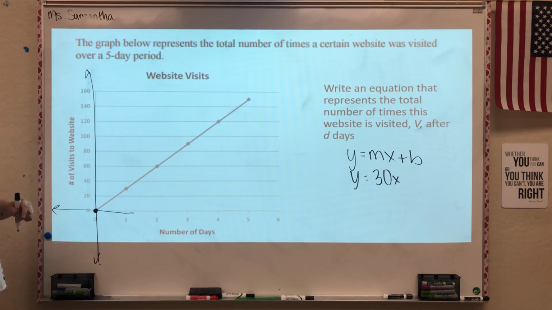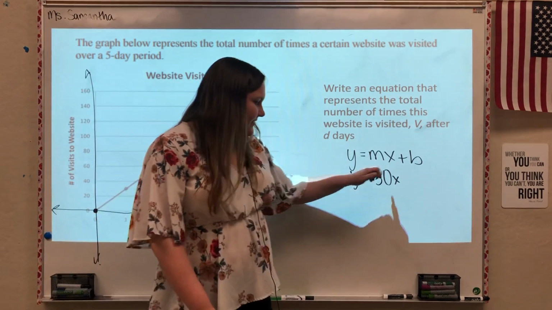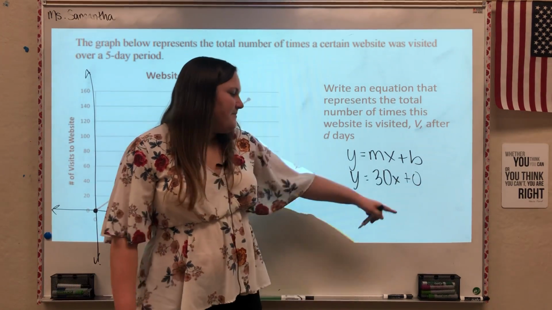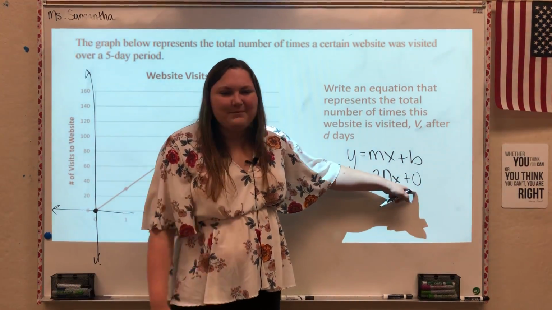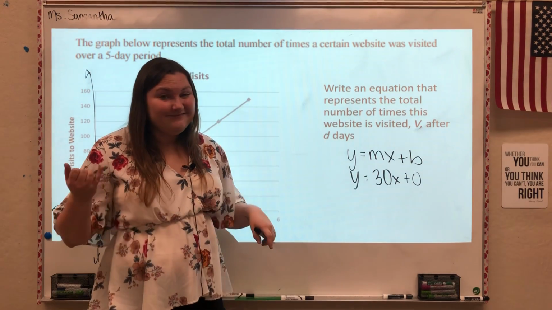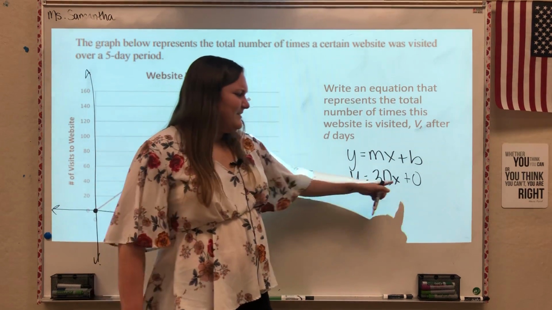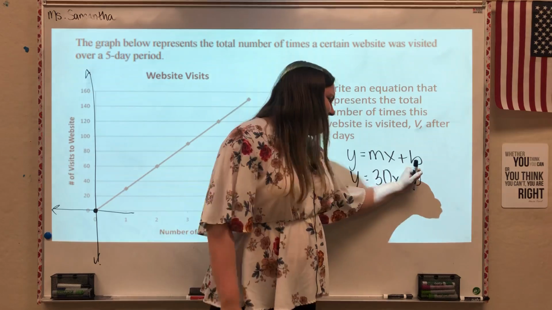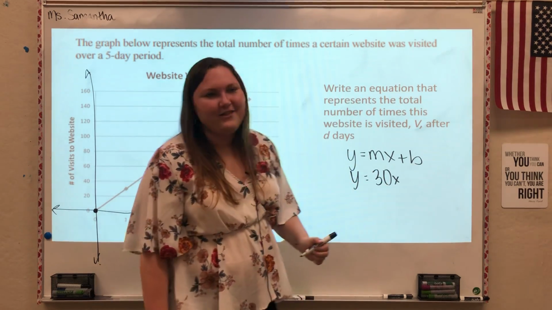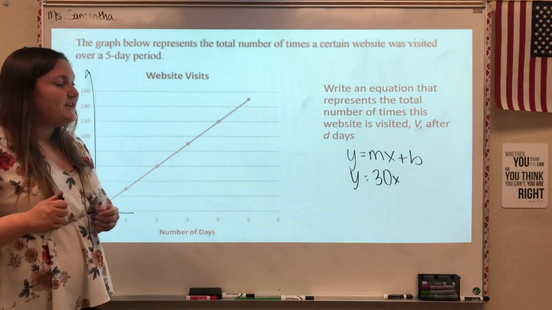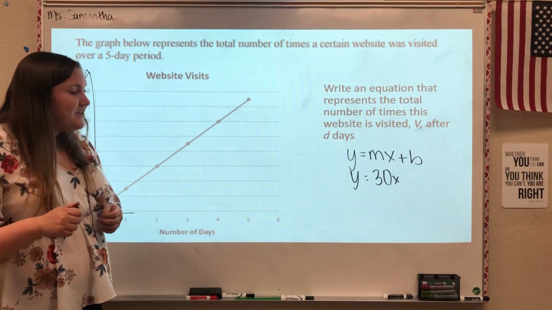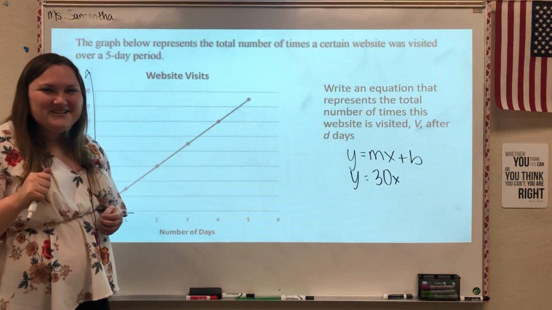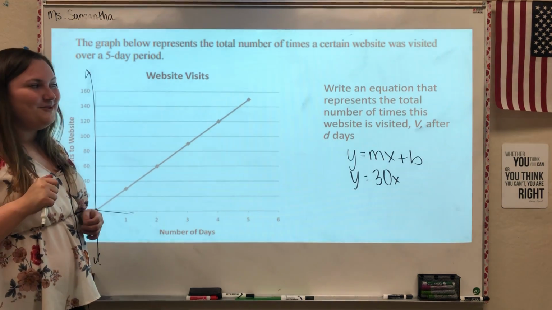So in our equation, I could say y equals 30x plus 0, but we've seen in a lot of previous problems that plus 0 is something you normally don't need to write, because plus 0 isn't changing anything, right? 0 is nothing, so we can write nothing. So I've got y equals 30x. It's a pretty good looking equation, but that is not the right answer. Do you know why? I'll give you a clue.